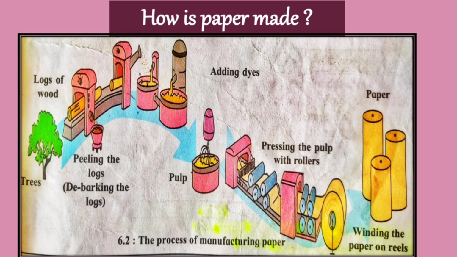After the completion of these chemical processes, the fibrous substance from the wood pulp is separated and colors, which are dyes, are also added to it. After that, the pulp is passed through rollers, then dried to form paper and finally wound on reels. So paper and wood are very closely related.